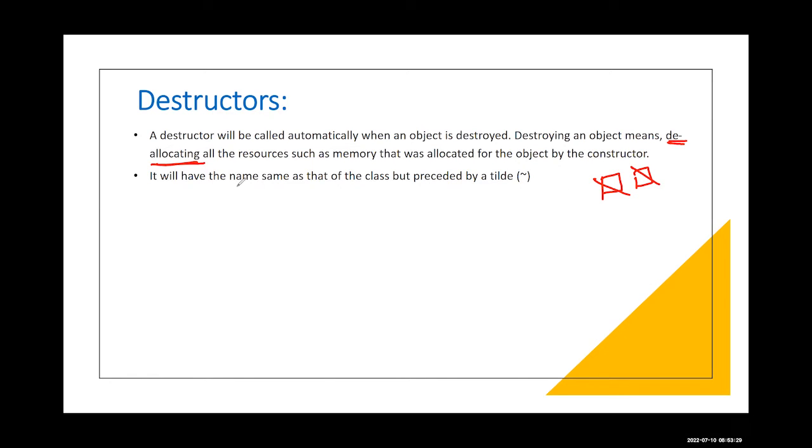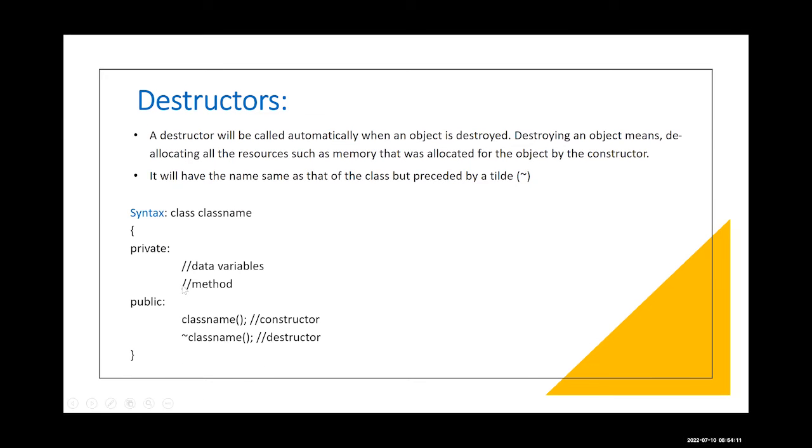It will have the same name as the class but preceded by the tilde sign. This is a very common question, usually asked even in competitive examinations: how is a destructor written, or how do you find out that it is a destructor? There is always going to be a tilde sign, and the name is the same as the class name. We know a constructor has to have a name similar to the class name. Similarly, the destructor also has the class name, but it has to be preceded by the tilde sign.